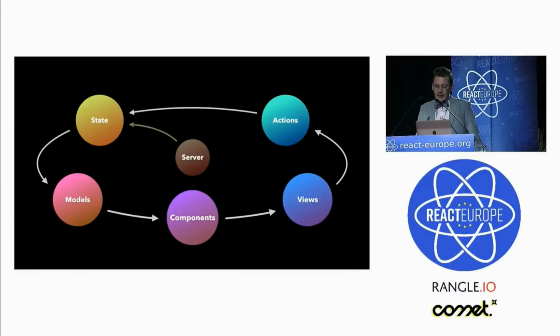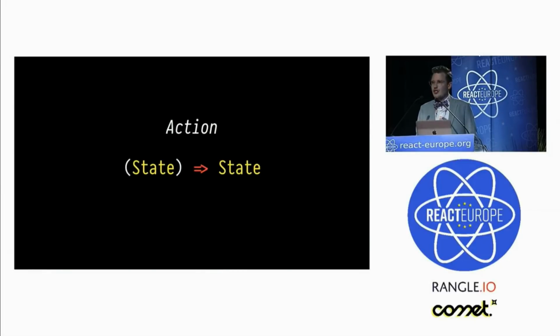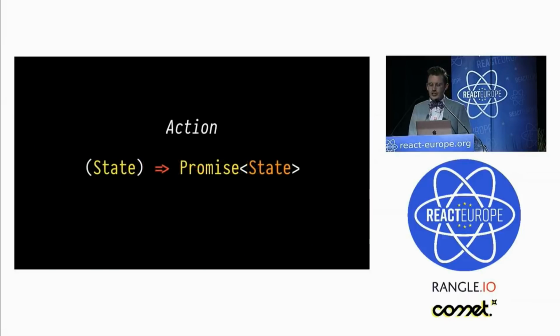So coming back to our diagram, we're still missing a really important part here, and that's how our actions communicate with our server. So let's go back for a second and look at what that action was. So if an action needs to talk to our server, we're going to need to wait for our server to respond, which might take some time. So we can't really say that we're going to return a new state right away. We have to be asynchronous, so we're just going to promise that we're eventually going to return a new state.